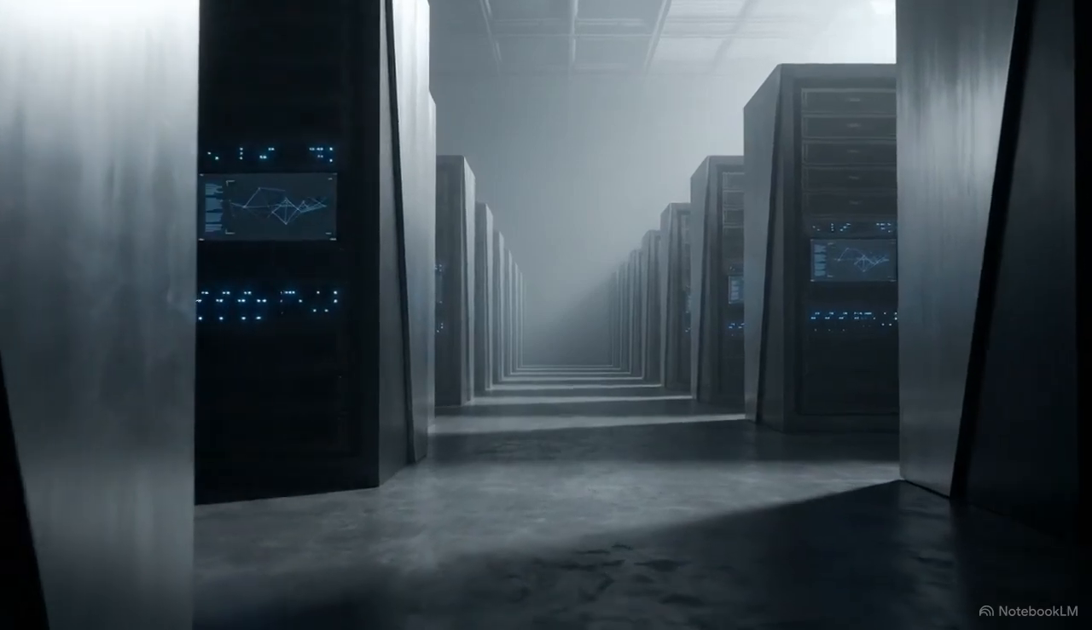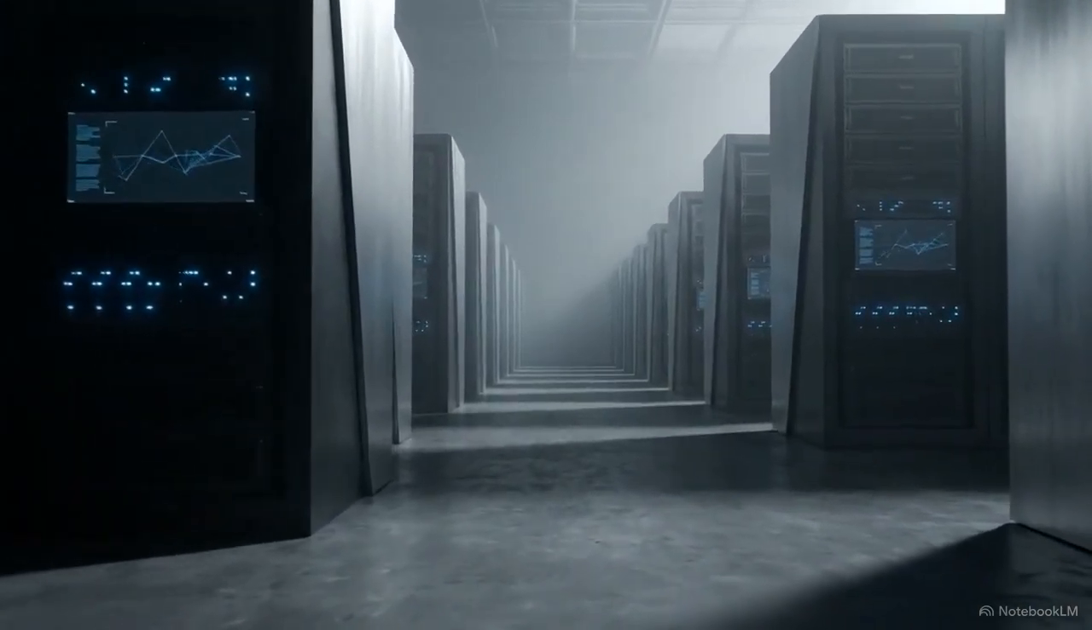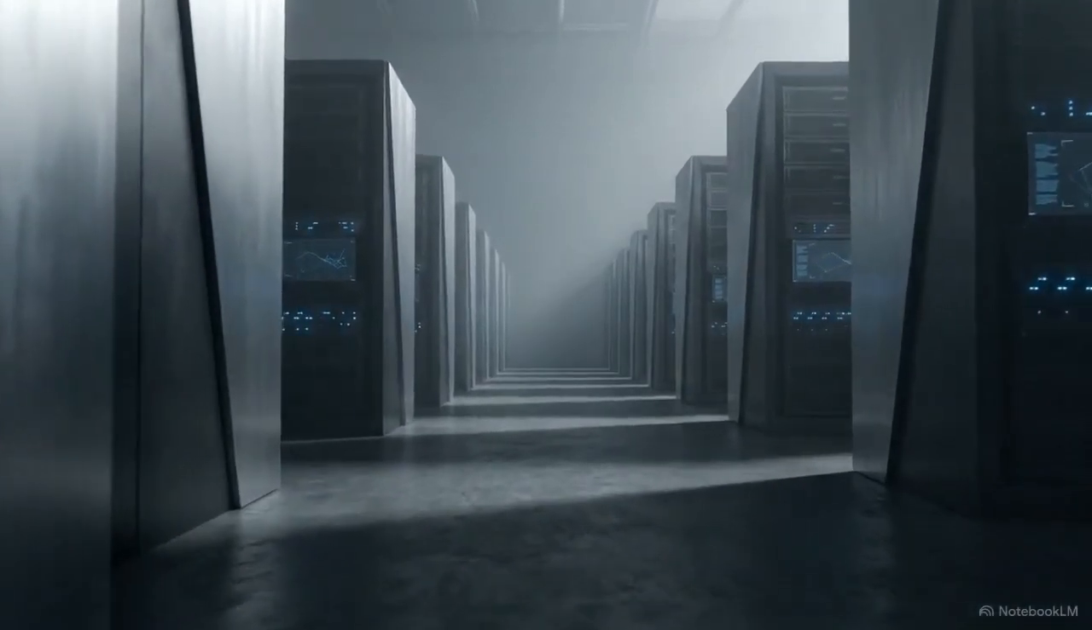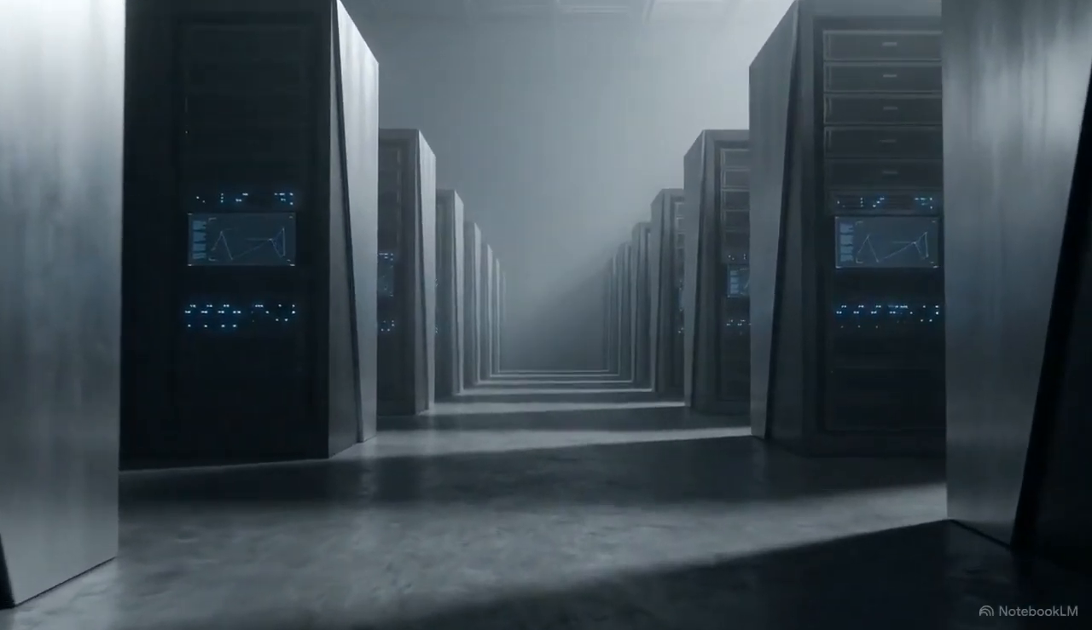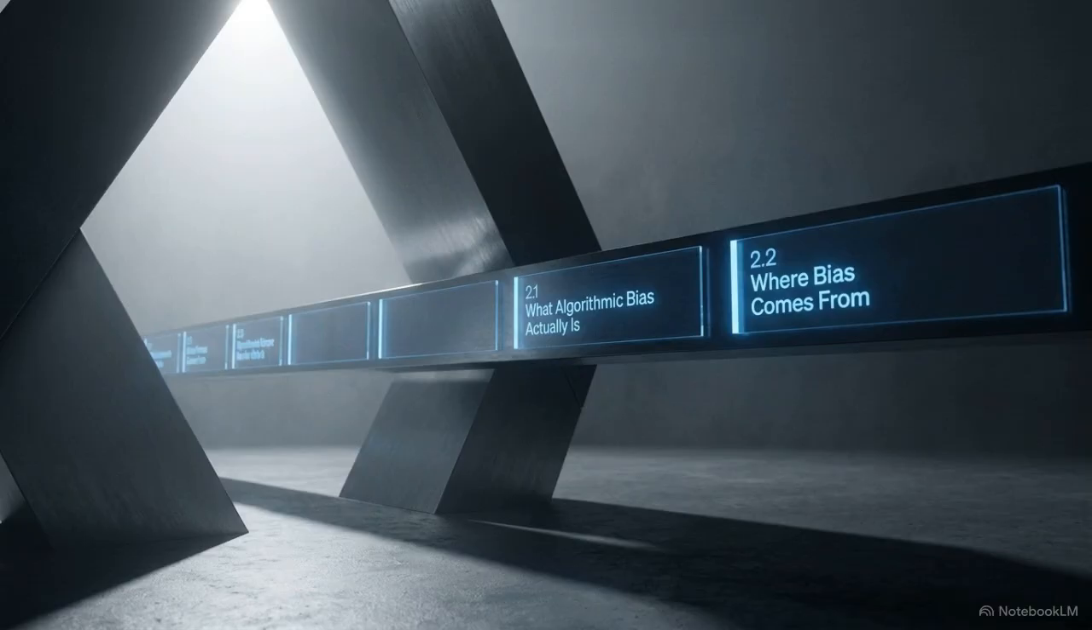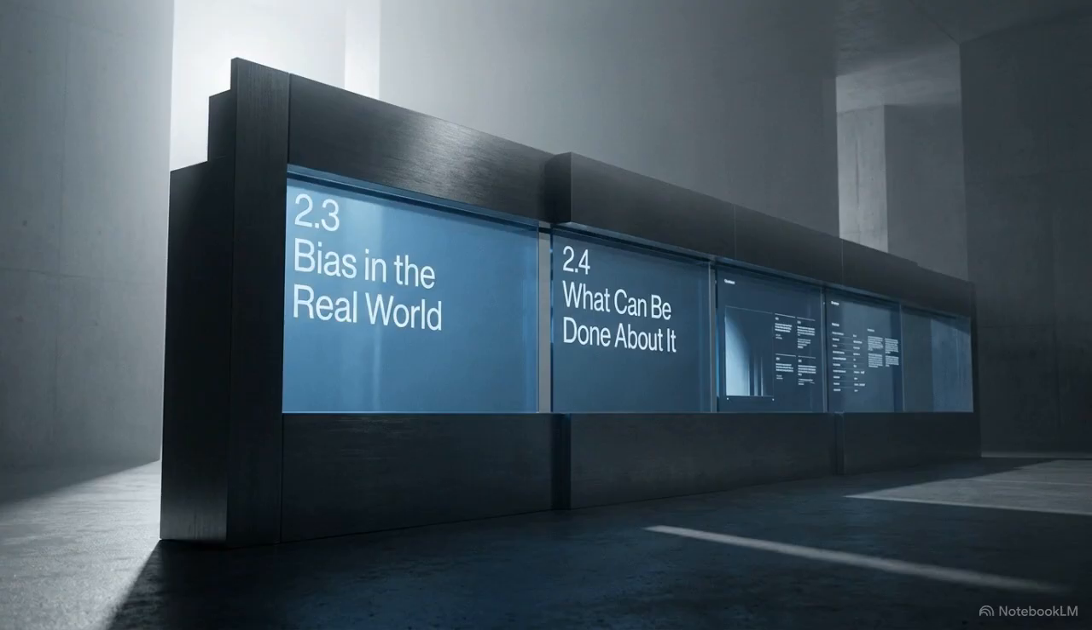We have established that fairness is a core ethical principle for AI, but maintaining that fairness requires confronting the technology's most documented problem, bias. Welcome to Chapter 13, Section 2, The Fairness Problem, Bias and Fairness. To map out how bias operates, we will examine 4 specific areas: what bias actually is, where it comes from, how it behaves in the real world, and what can be done to reduce it.